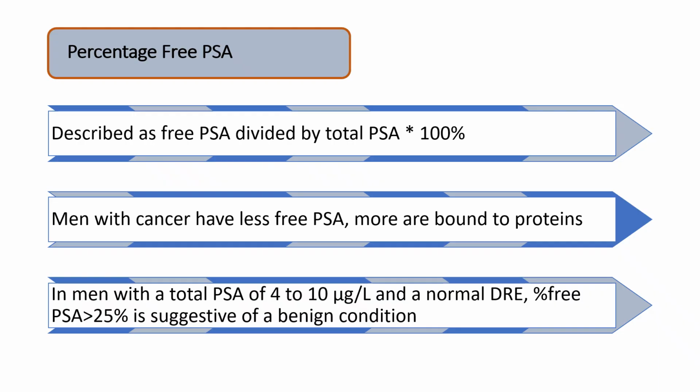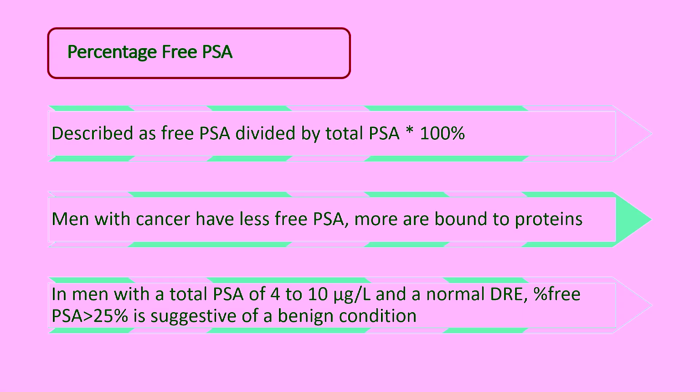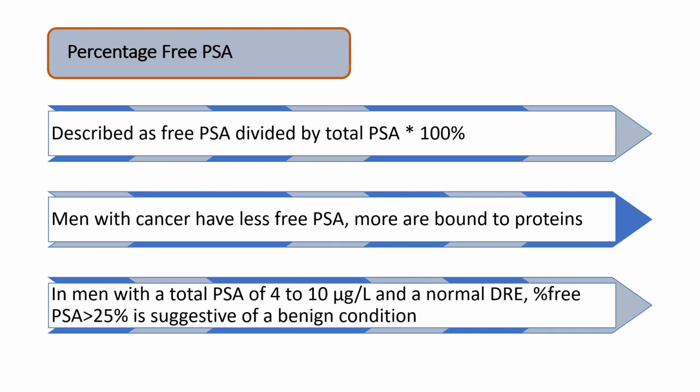I mentioned earlier that total PSA is equal to free PSA plus bound PSA, and it is the most commonly requested type of PSA from the laboratories. However, the calculation of percentage free PSA can help us better identify patients who have prostate cancer. This is done by dividing free PSA over total PSA times 100%. Patients with prostate cancer tend to have less free PSA because more of their PSA is bound to proteins.